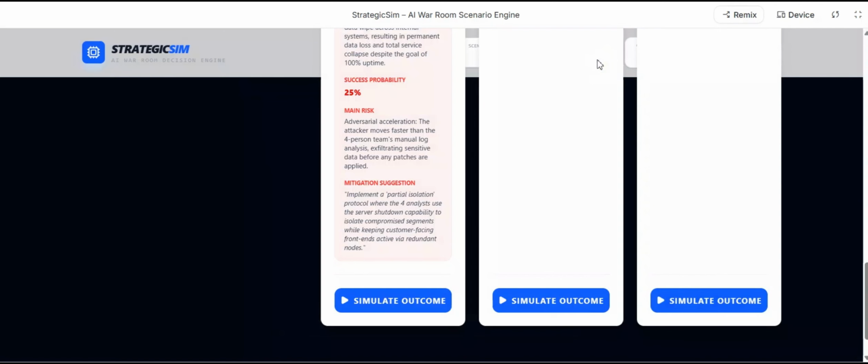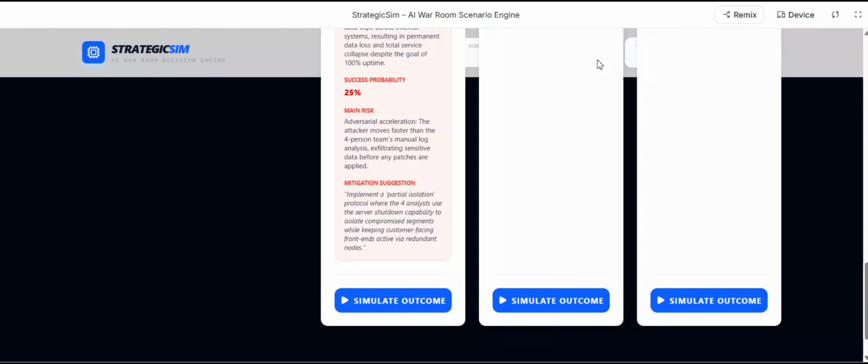Moving on to the deployment, the system can also be deployed and shared via a live link. This makes it suitable not only for internal simulations but also for collaborative sessions, training environments, or academic demonstrations.